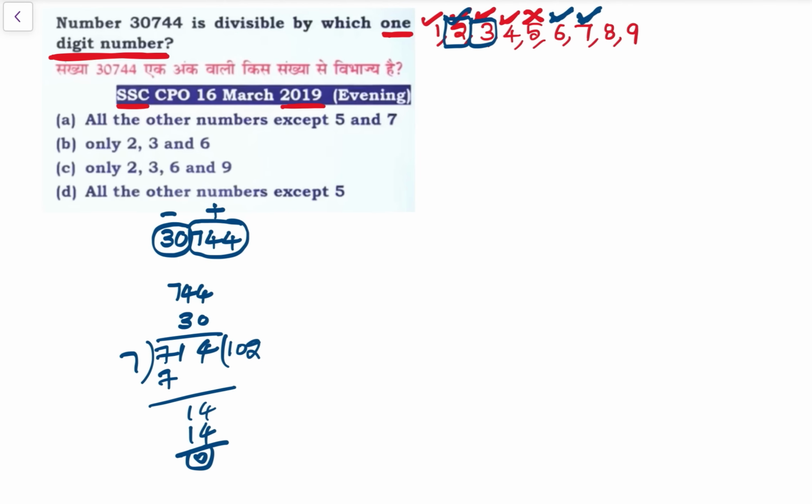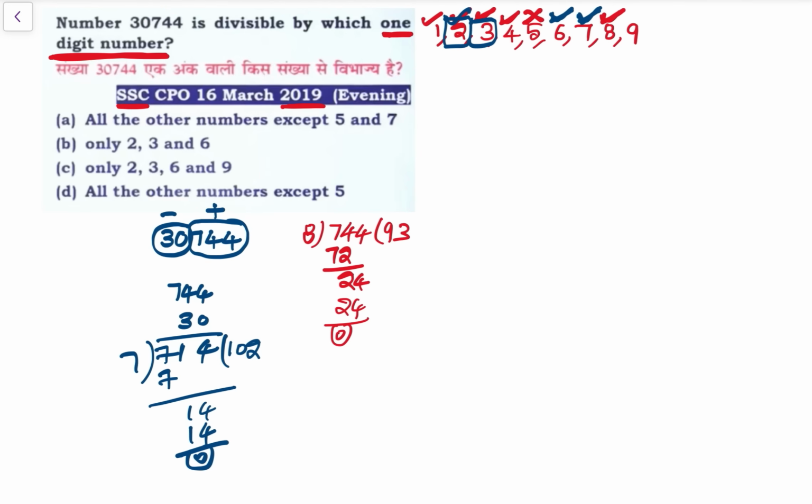Then divisibility by 8. See, what is it for 8? Last three digits must be divisible by 8. So 744, 8 nines are 72 and 24, 8 threes are 24, remainder 0. So it is divisible by 8 also.